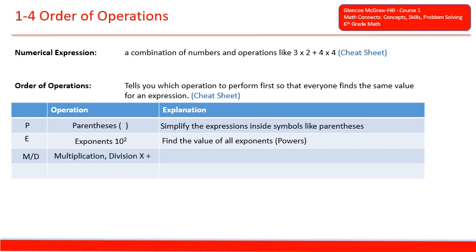M and D stands for multiplication and division. Multiply and divide in order from left to right. So the important thing to understand here is if you're looking at the expression from left to right, if there's a division sign first, you do that before the multiplication sign further to the right. Multiplication and division are the same level, and you do one over the other one based on reading from left to right.